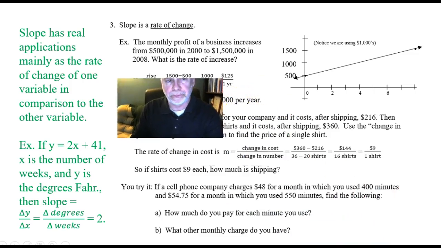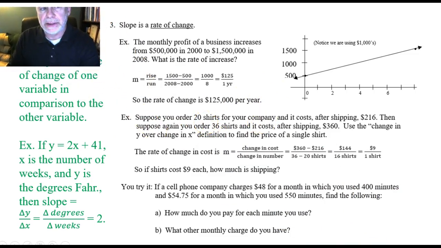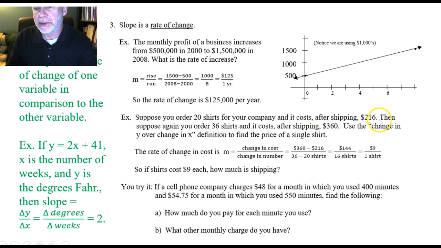Another example. Suppose you order 20 shirts for your company, and it costs, after shipping, $216. Then suppose again you order 36 shirts, and it costs, after shipping, $360. Use the change in Y over change in X definition to find the price of a single shirt. Okay. Now the rate of change, it's changing in cost. 360 minus 216 would be the change in the cost.